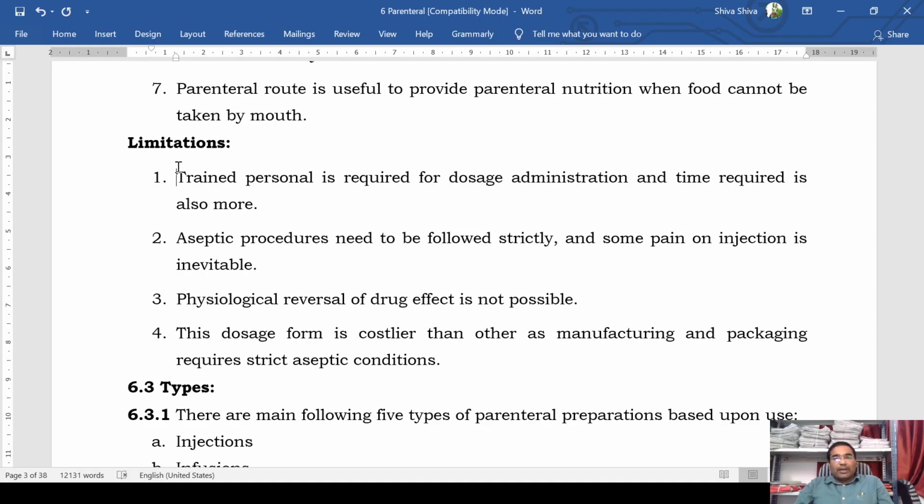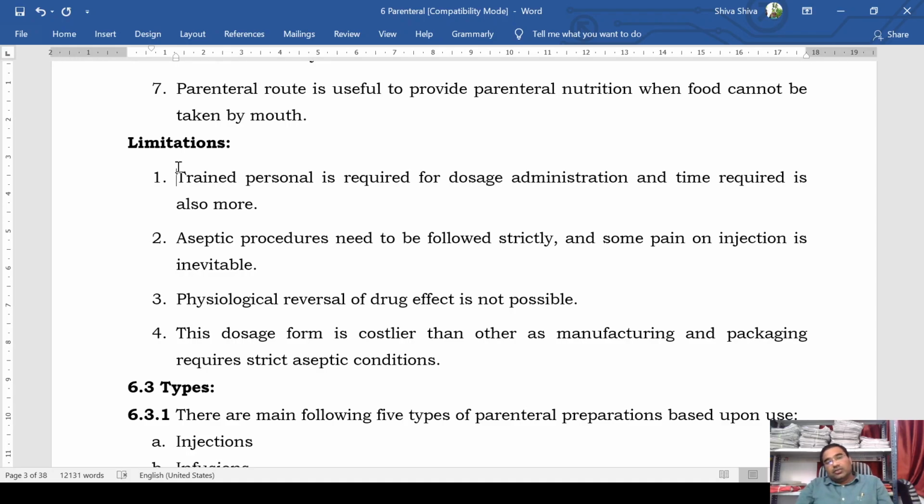For formulation of parenteral products, aseptic procedures are required. Aseptic conditions are conditions where there is no contamination of microorganisms. So if you want to formulate a parenteral product, then aseptic conditions should be maintained, which in turn will increase the cost of the product.